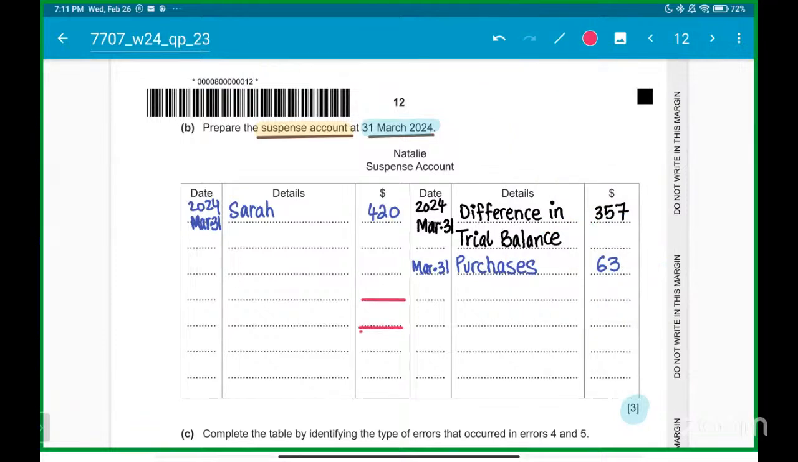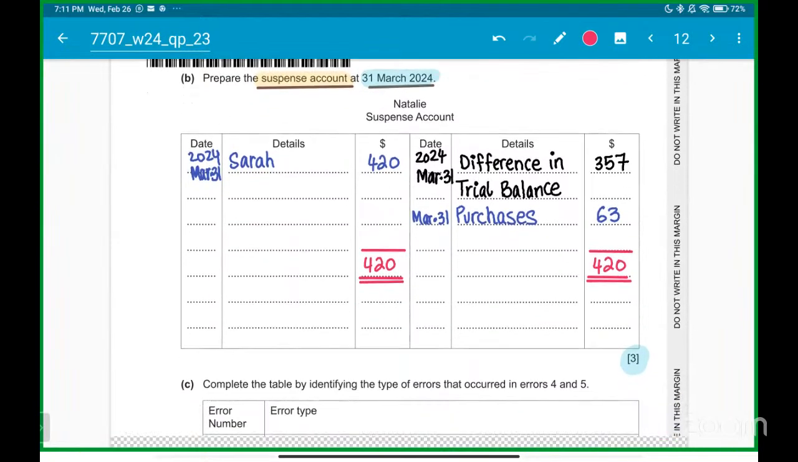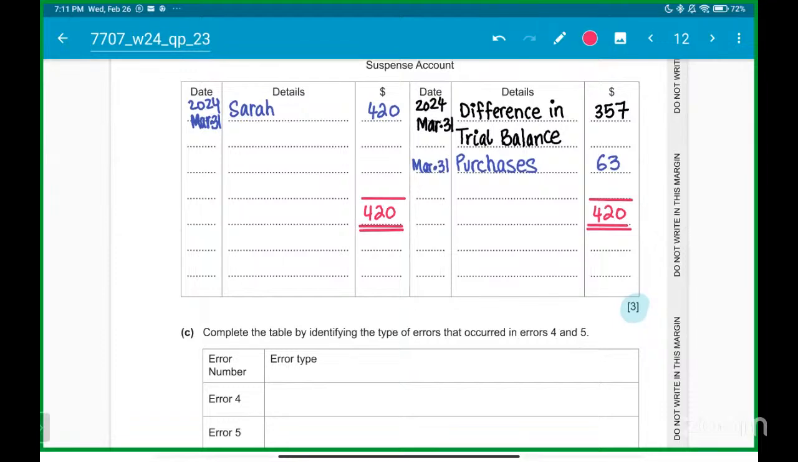It's a temporary account, so there is no balance brought down or carried down. You got 420 here, and we got 420 here. That's how we got all 3 marks for the suspense account as well. Any questions, any problems, any doubts?